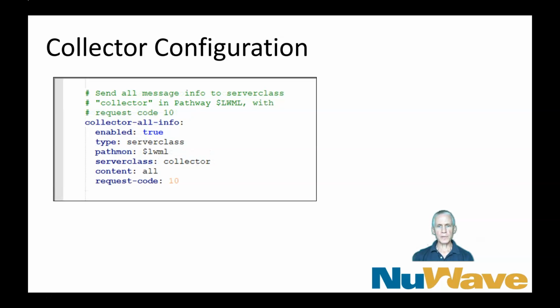Here's another example that sends all available information to the same collector, but it sends it with a request code of 10. So you don't have to create a custom collector for every different message type. You can just send the info to the same collector program with a different request code and let the collector process sort things out accordingly.